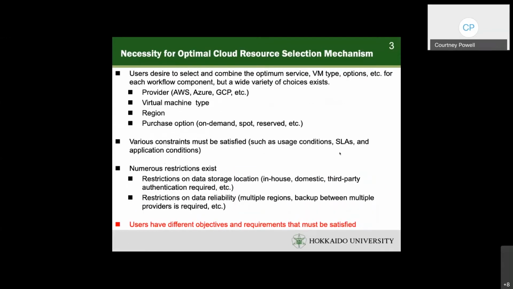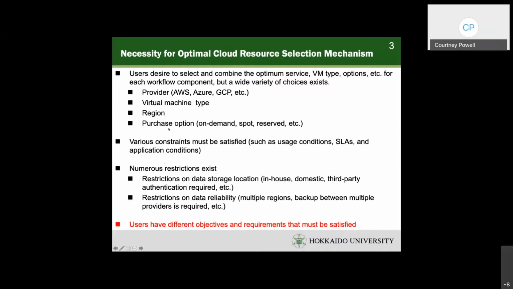So why do we need such a mechanism? Well, users want to combine optimum services, machine types, etc. for their workflow. But today we have a wide variety of choices. For example, we have numerous providers such as AWS, Azure, GCP, IBM, etc. We have numerous machine types, and we can execute in many regions of the world. There are also quite a few purchase options.